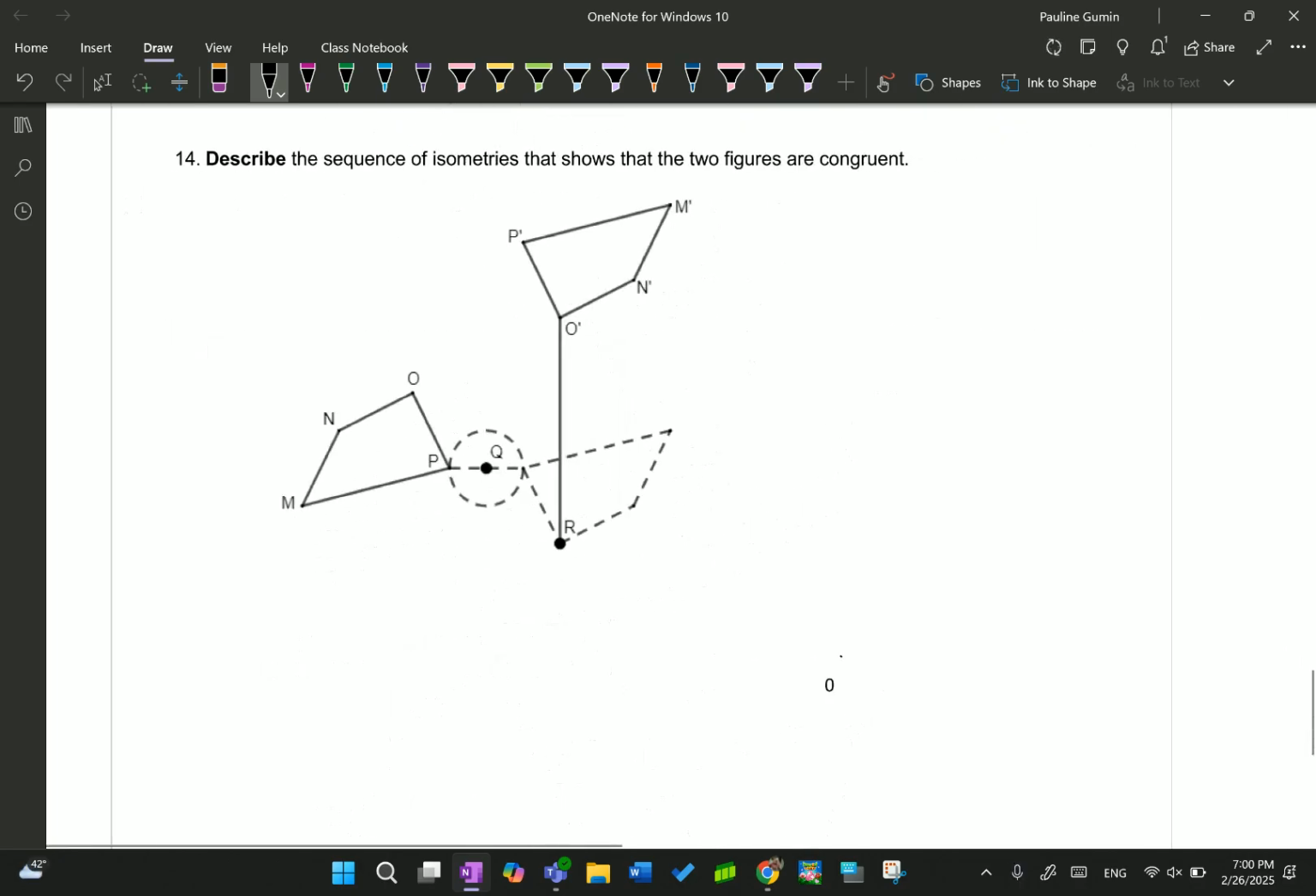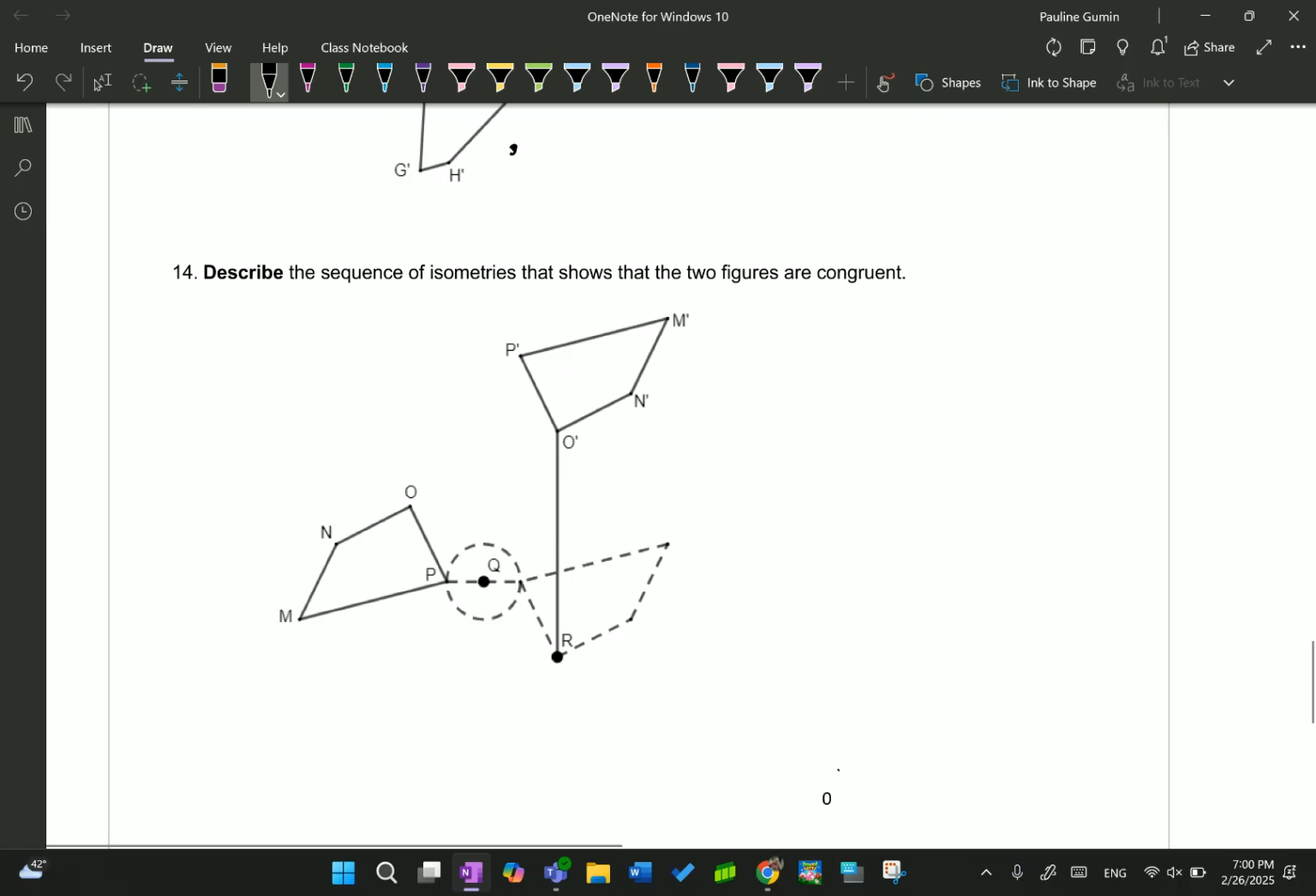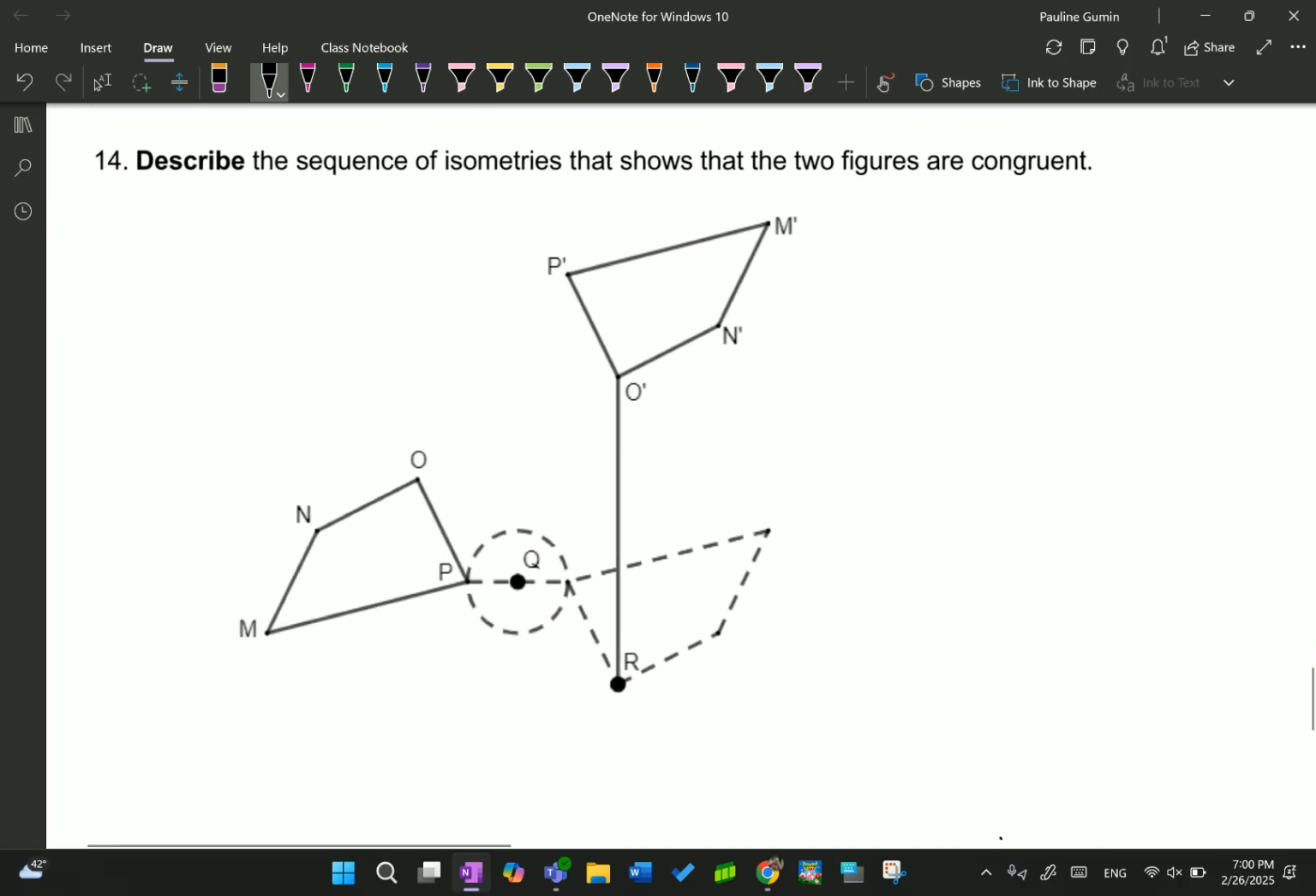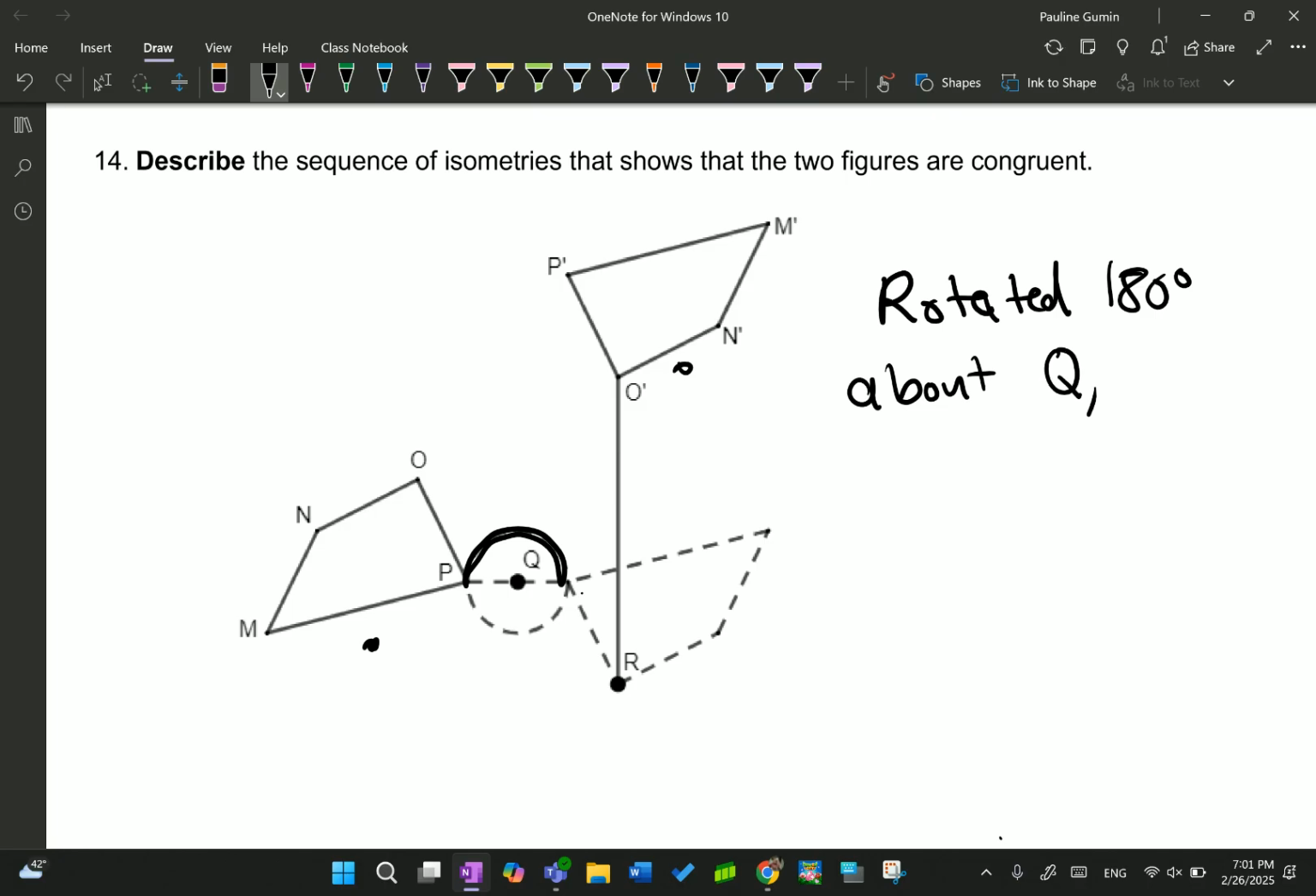Number 14, ooh, our last one, and full of translations and rotations. Let's see. So we start off at this image, end up at that one. It looks like first I rotated around point Q, and it looks like I went 180 degrees. Rotated, because it flipped. 180 degrees, about Q. And then translate it up.